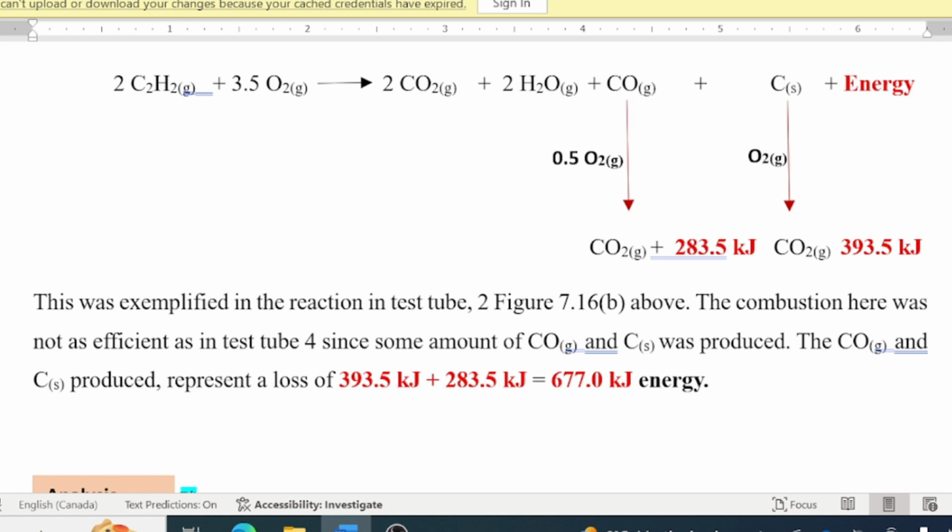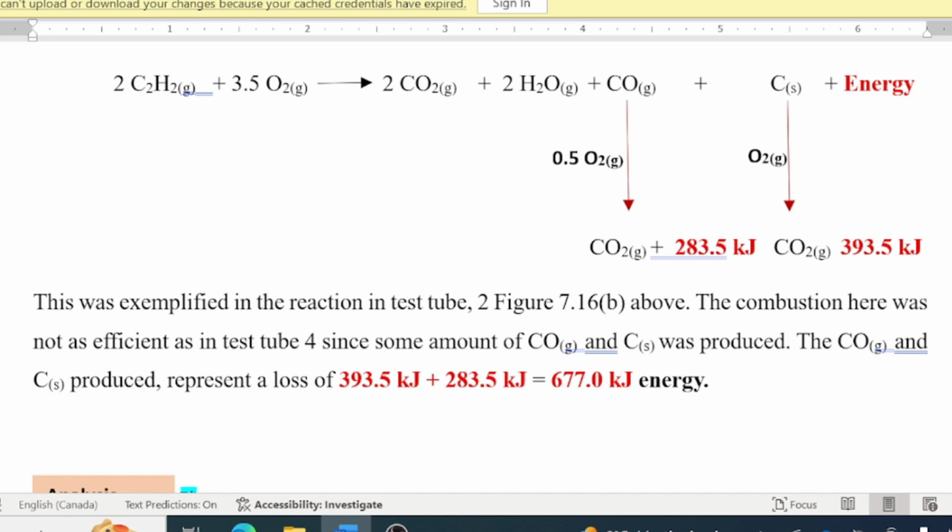This guy is a deadly poison. If you are in an enclosed area of your house and you're burning things, you have to be very careful, because the fuel perhaps could not be getting enough oxygen and could be producing this here and this. You know why this is a deadly poison?